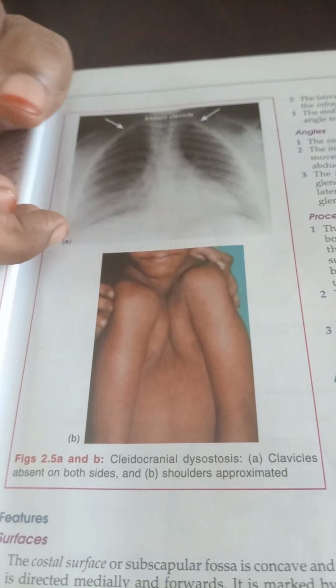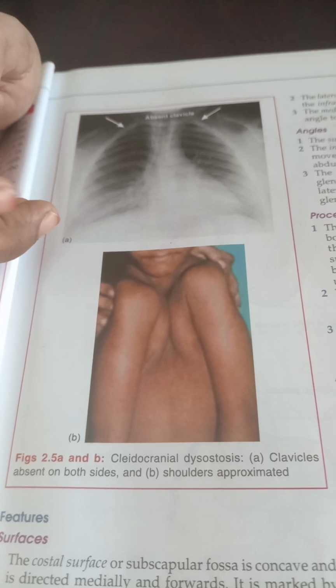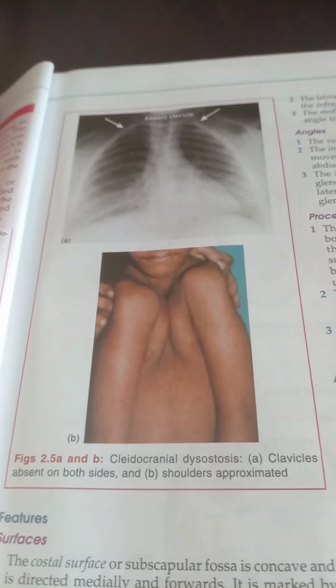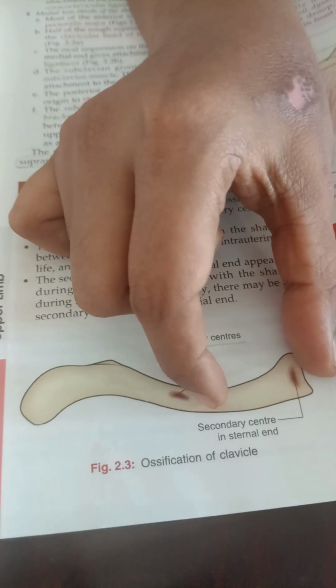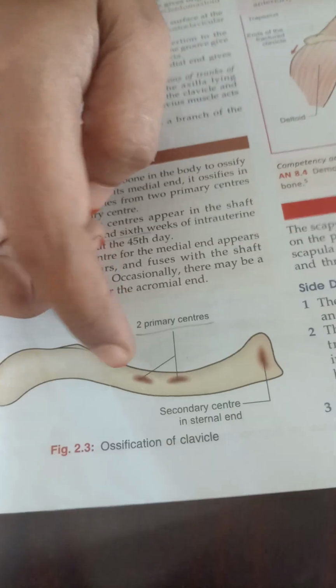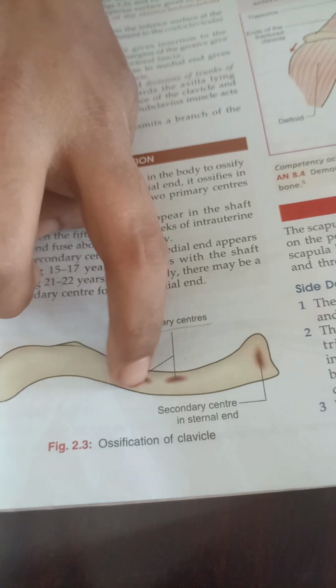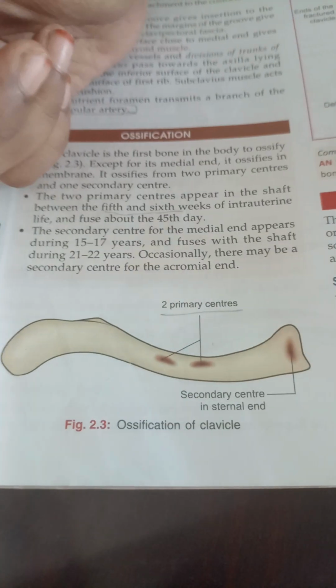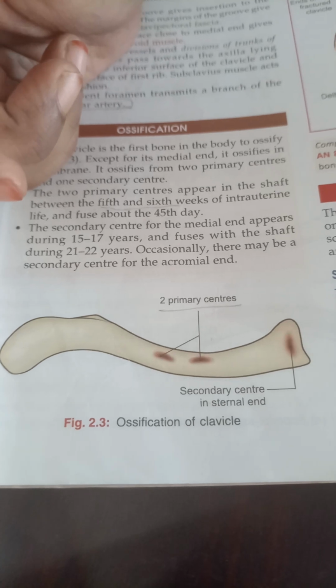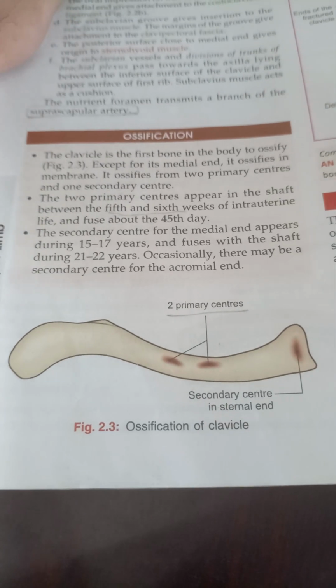Another clinical condition is known as clavicular dysostosis. Clavicular dysostosis means there is defective formation of the shaft, which is ossified from two primary ossification centers. The medial end ossifies from one center and the lateral end from the other. These centers are produced but they fail to fuse, so the two ends fail to fuse. This condition is known as clavicular dysostosis. This is all about the clavicle.